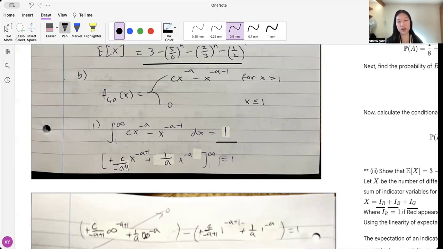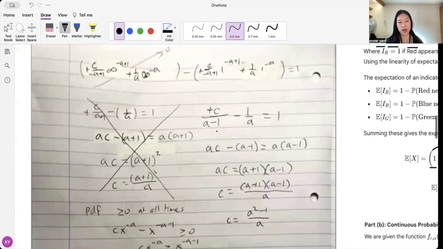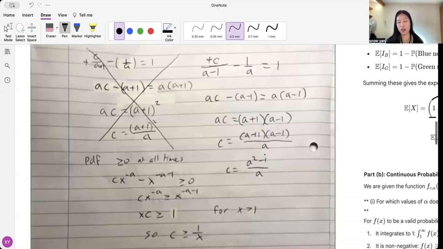So I just integrated this from 1 to infinity because it's over 1. So then I just integrated that. And then from there, I saw that when I put in the infinity, this part goes to 0. And then when I put in 1, this is what I have. Then I just did some algebraic simplification, and I got that C is equal to this thing.